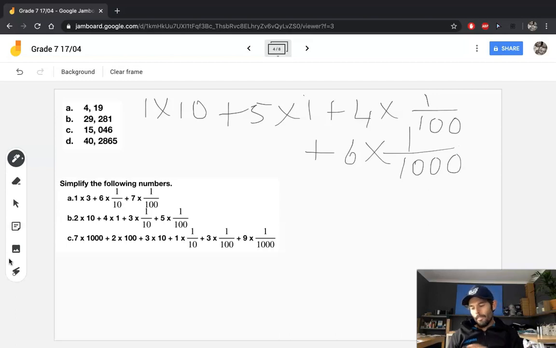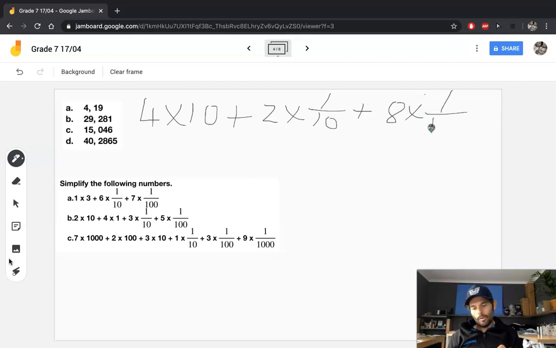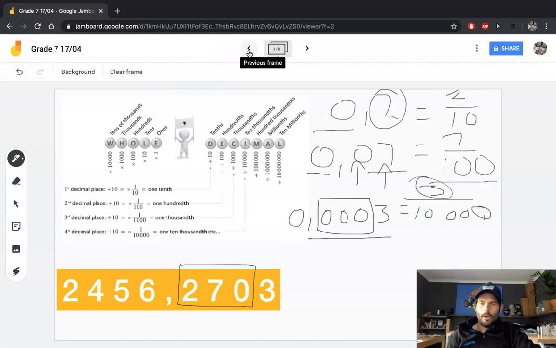Okay, and then the last one is going to be 4 multiplied by 10 plus 2 multiplied by 1/10 plus 8 multiplied by 1 over 100 plus 6 multiplied by 1 over 1,000 plus 5 multiplied by 1 over 10,000. Okay, so I'm just going to go back to this screen over here and just highlight for you. So that is the tenths column, so 1 over 10. 7 is the hundredths column, so 7 over 100. 0 is nothing. 3 is the 10,000ths column, so 3 over 10,000.